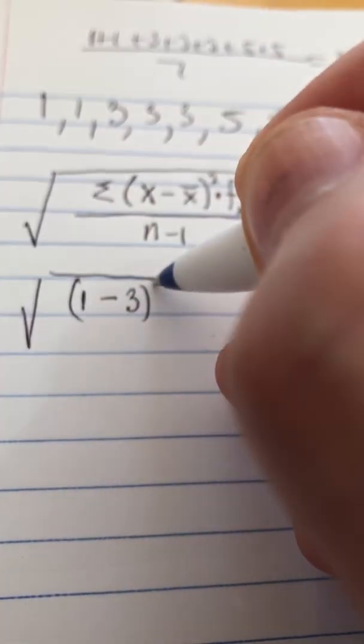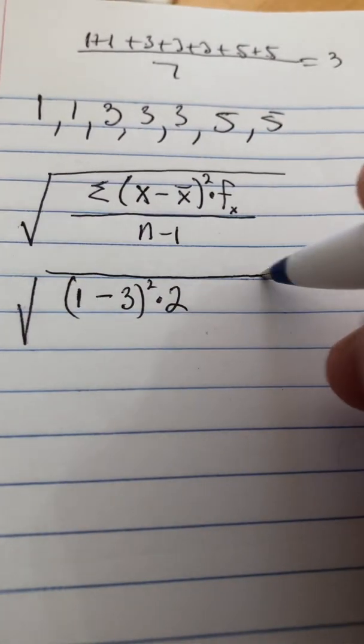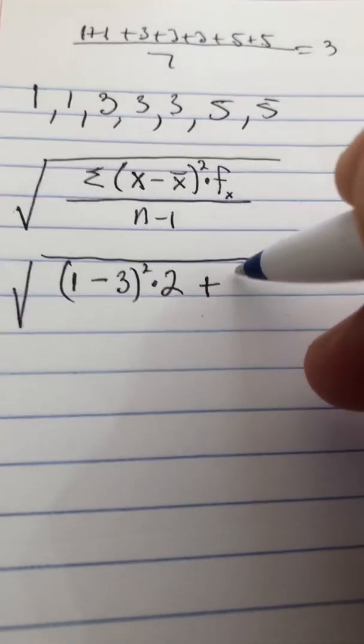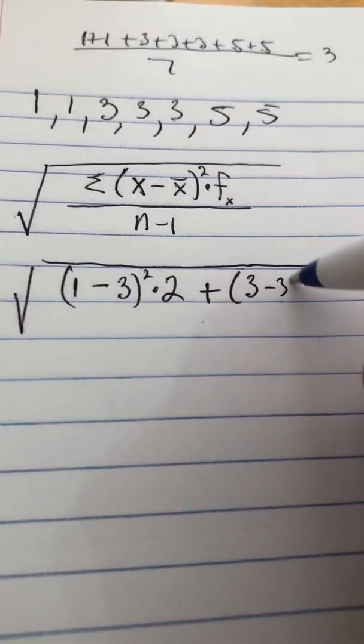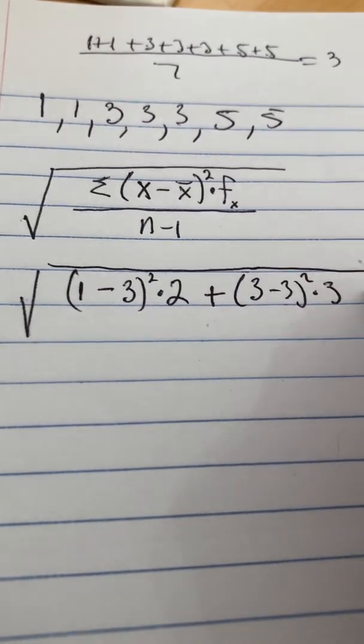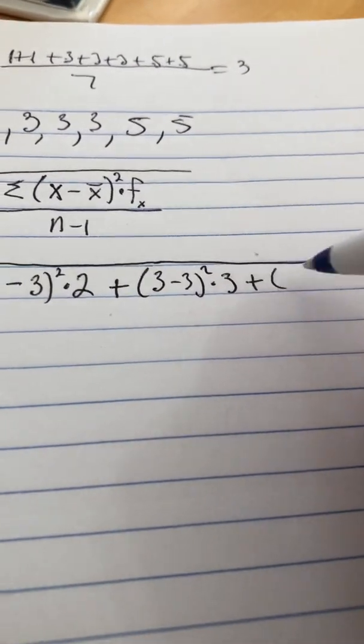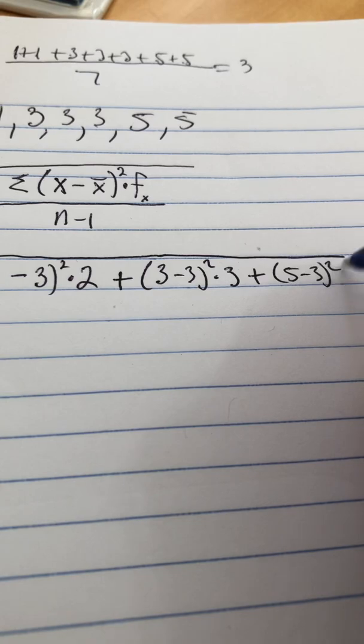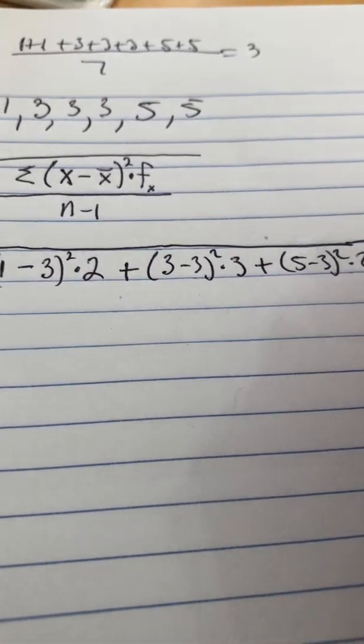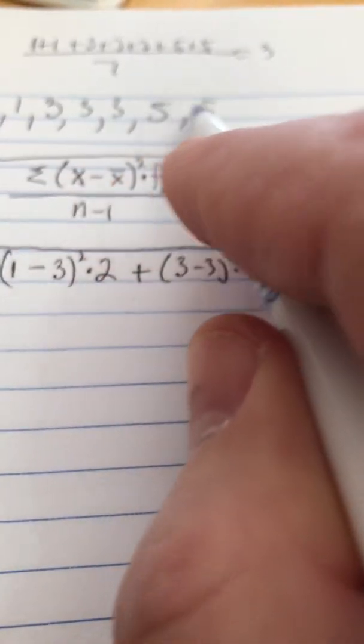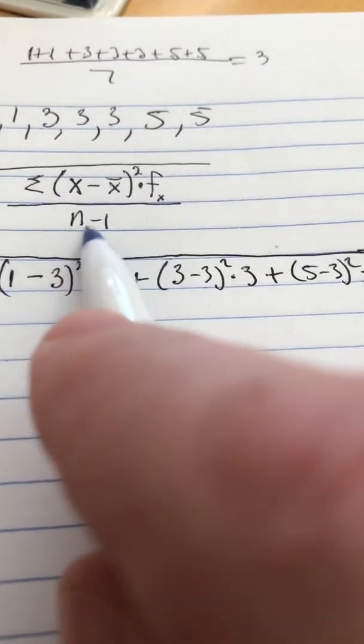So here we go. I've got 1 minus 3 squared, but I have 2 1s, plus 3 minus 3 squared, but I have 3 3s, plus 5 minus 3 squared, and I have 2 of those. Now, I have 7 total observations, 1, 2, 3, 4, 5, 6, 7. But it's a sample, so I'm going to subtract off 1. I'm going to divide by the degrees of freedom.